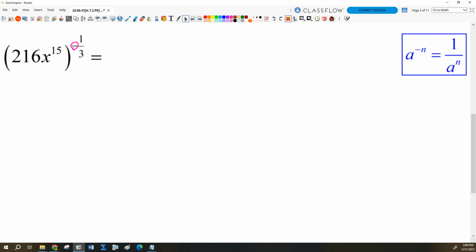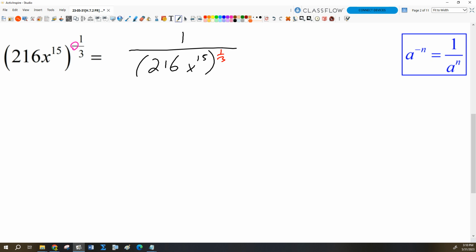Okay. So then that negative is just giving us 1 over the quantity 216x to the 15th to the 1/3, right? Okay, now what? What do I do with all that stuff in the denominator then? Okay, I mean, I could make it a big cube root. I can. That's fine. Rather than make that one big cube root, is there something else?